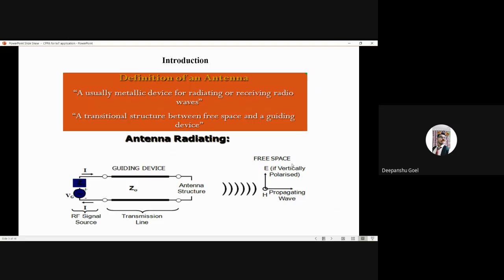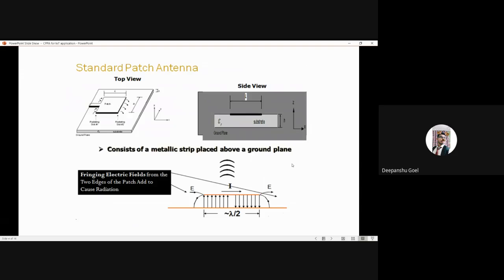So an antenna is defined as a metallic device for radiating or receiving radio waves. As you can see, this is the standard patch antenna. The first image is the top view of the antenna showing patch and ground plane. The adjoining figure is the side view showing patch and substrate. We have used FR4 for our substrate. The last figure shows the electric field waves radiating from the patch.